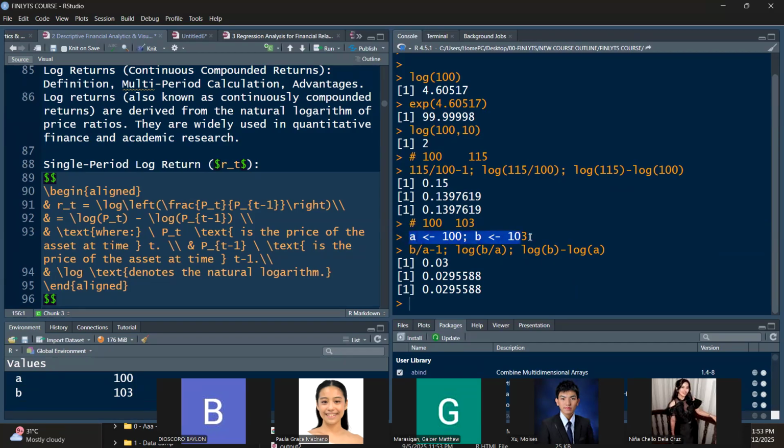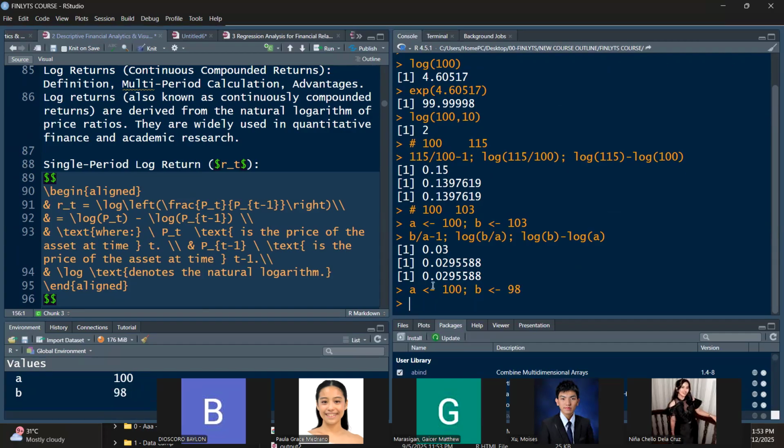Okay. Now, let me have another example. I'll copy this, Control C, Control V. How about if there was a reduction? Let's say it became 98. So price went down. Control Enter, copy that. And then I'll still copy this one, Control C. Very convenient. Because we have A and B, we can still use these formulas. Control Enter.